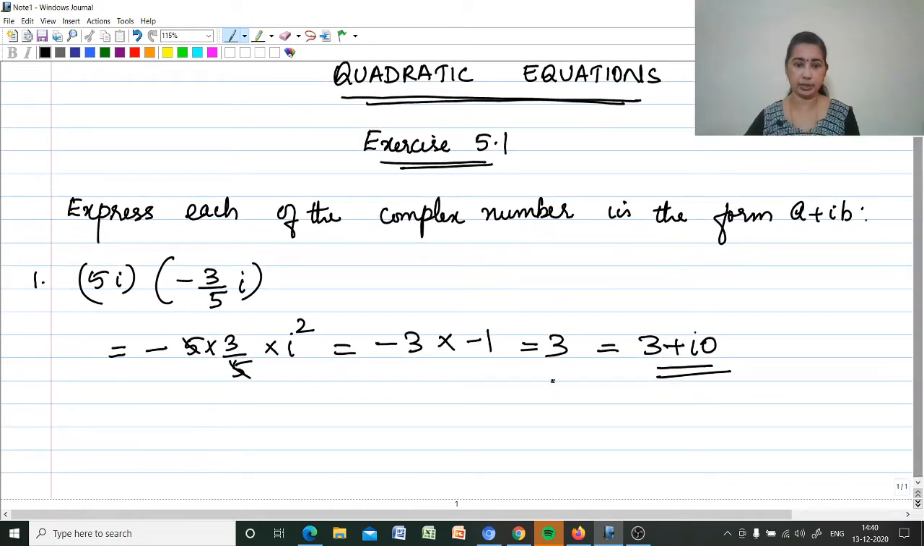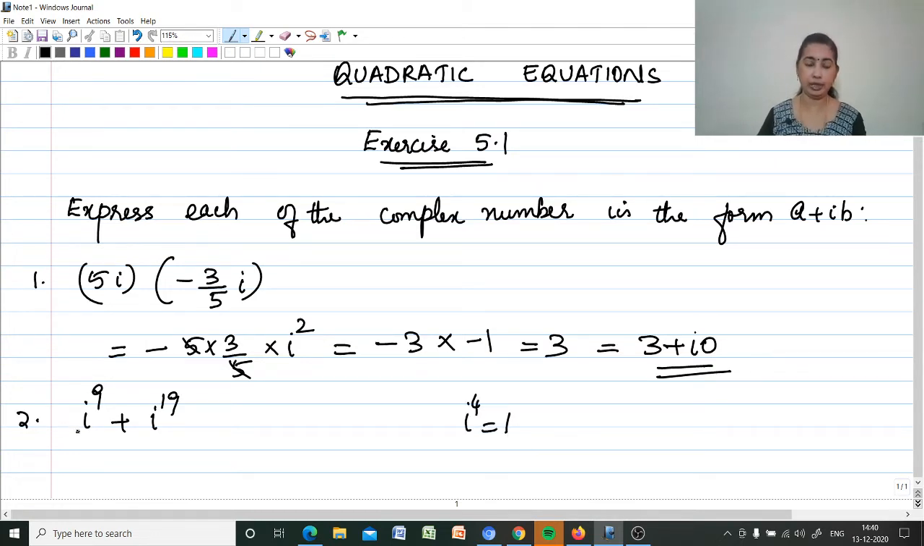Now second question. i raised to 9 plus i raised to 19. So we can write i as powers of 4. i raised to 4, we already know, is equal to 1. So we can write these all in terms of the powers of 4. That is, I can write this as i raised to 4 whole square, that means it is i raised to 8 into i. So that it becomes i raised to 8 into i raised to 1, which is i raised to 9.